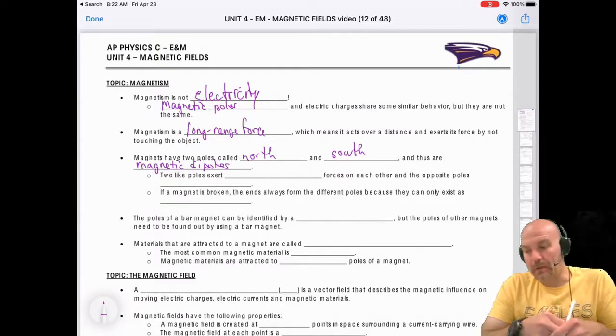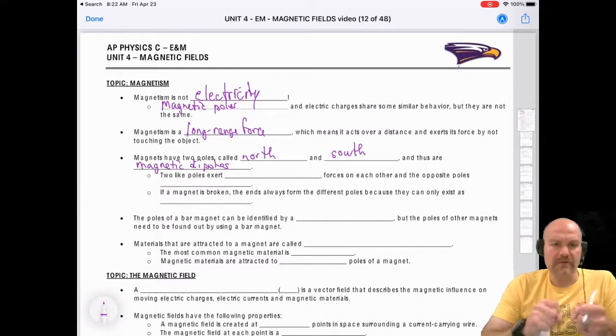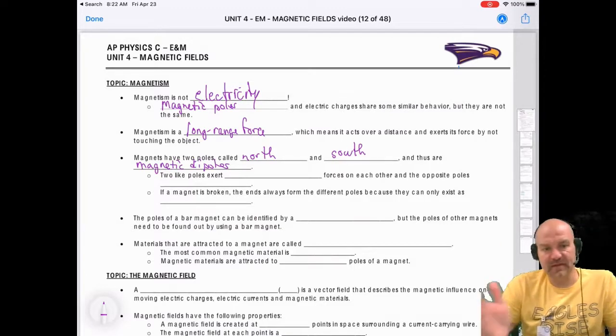Okay, because even when you break it, like, oh look, I've got two pieces. I just broke it right down the middle. So this side should be south. This side should be north. That's not how it works, right? So everything realigns so that you get a north at one end and a south at the other end.